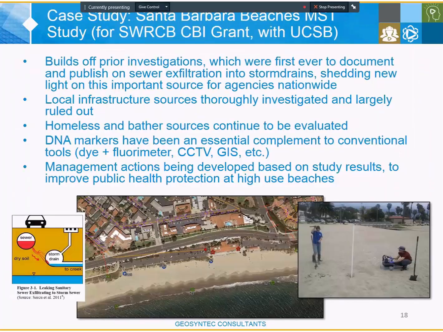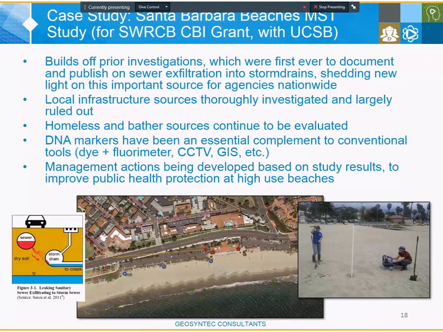Okay, some more case studies. Moving on, in Santa Barbara, we're working with UCSB under a State Water Board Clean Beaches Initiative grant across 3 beaches in Santa Barbara and Goleta. And this is building off a previous investigation that we did with UCSB at Laguna Channel, which was the first to document and publish on sewer exfiltration to storm drains. So that's this kind of famous figure you see here in the bottom left, and that shed light on this really important source for agencies nationwide, which until then wasn't really being talked about.